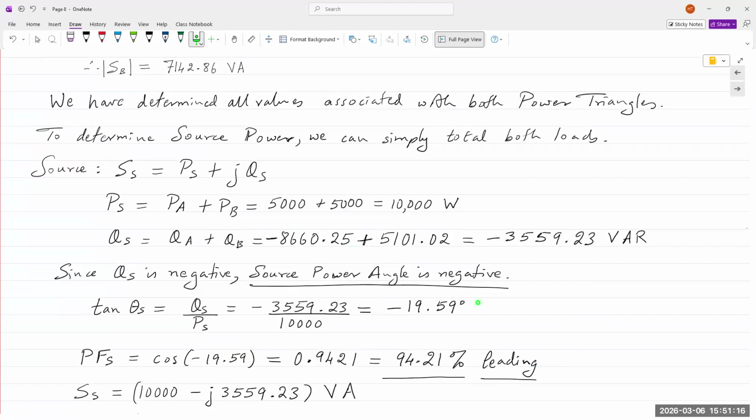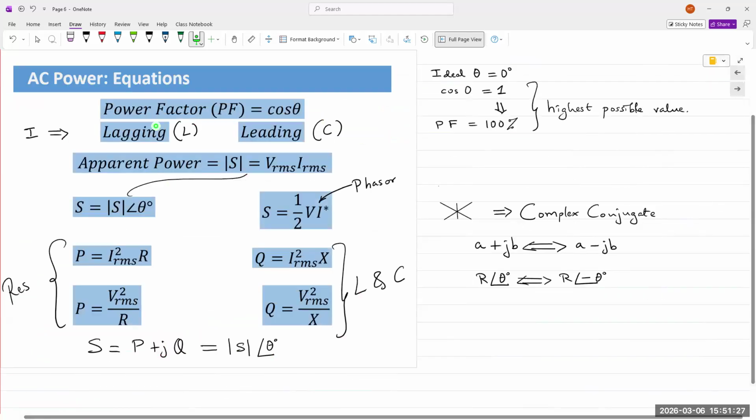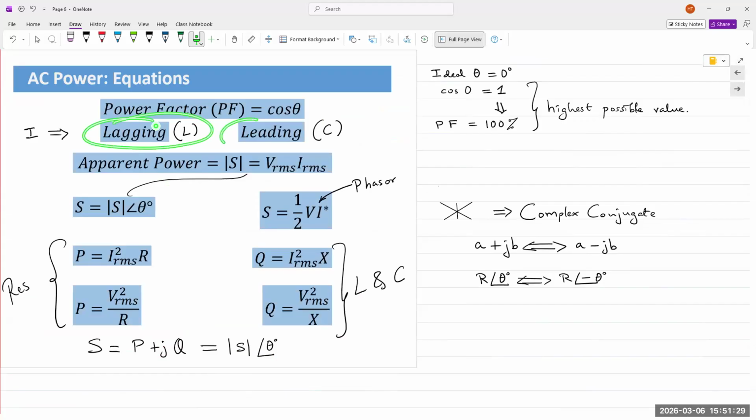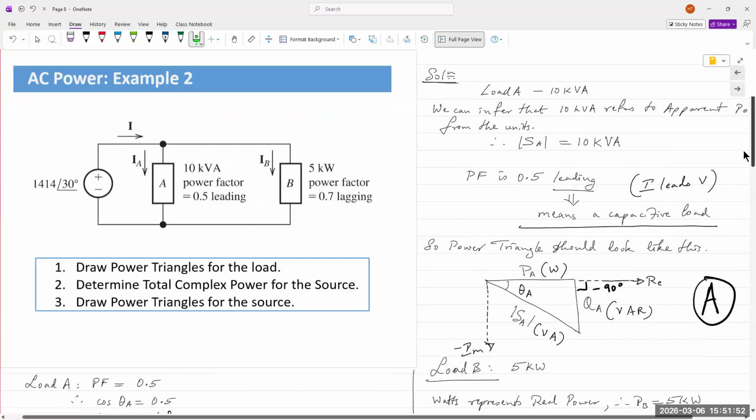Inductive load, power factor lags. Capacitive load, power factor leads. That's noted here in this slide, right here. So for power factor, an inductive load is lagging. Capacitor, it's leading. So if Q is positive, then it's an inductive load, it's lagging. If Q is negative, then it's a capacitive load, power factor is leading. That's how we know.